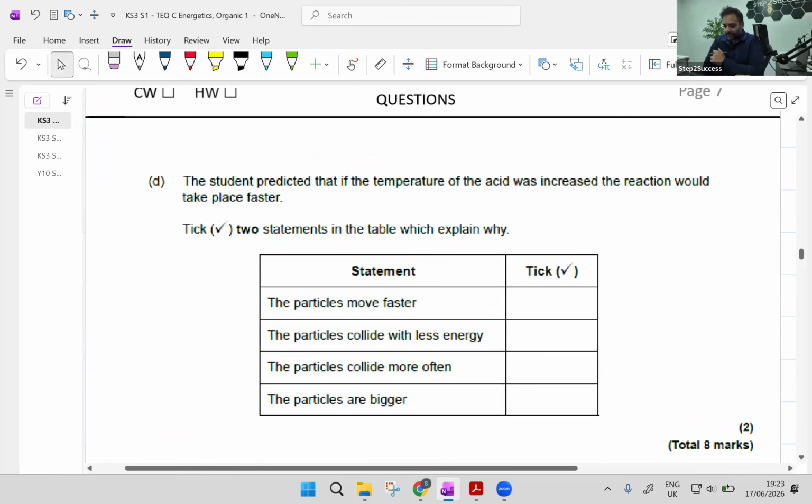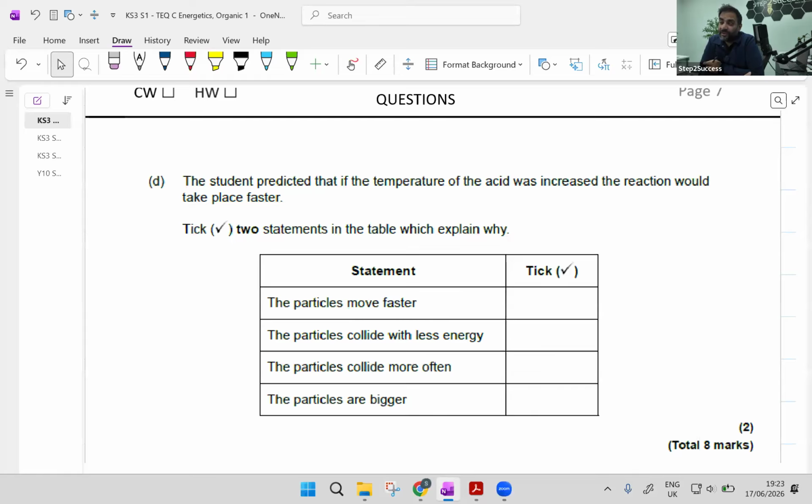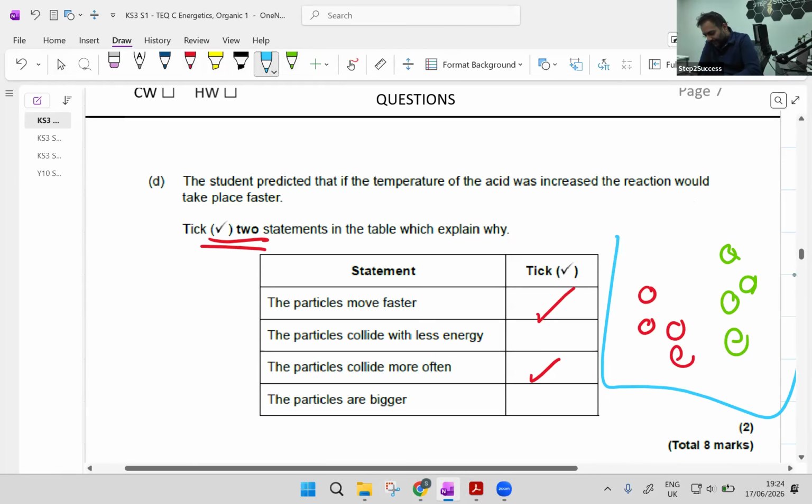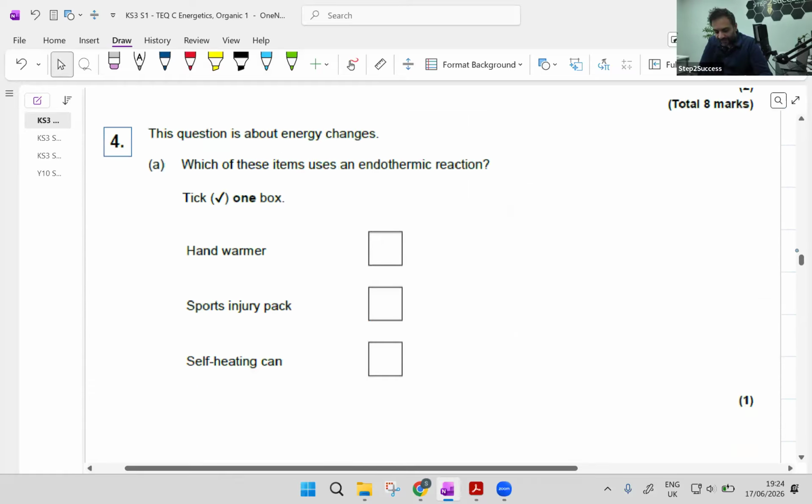The student predicted that if the temperature was increased, the reaction would take place faster. Any chemical reaction takes place faster if you make it hotter. That is because all the little particles that you can't see move around faster. And because they move around faster, they hit each other more often. If you've got all of these inside a container, and they're moving around faster, they'll hit each other more. And if they hit each other more, they're more likely to react together. That's what the rate is.